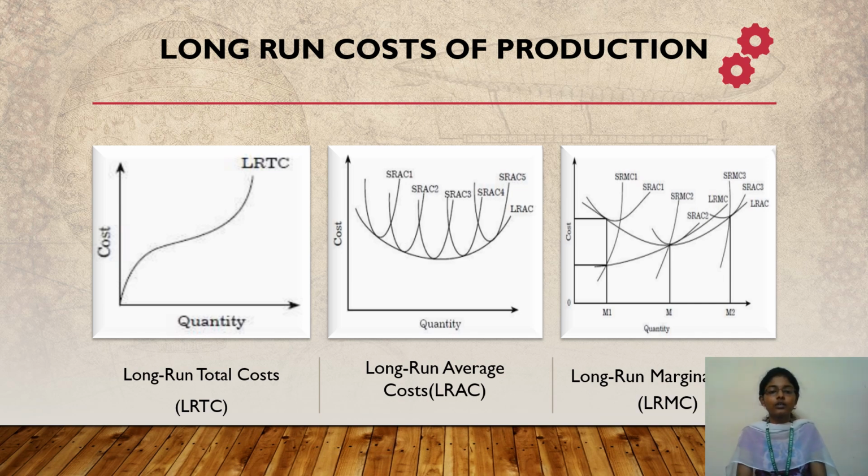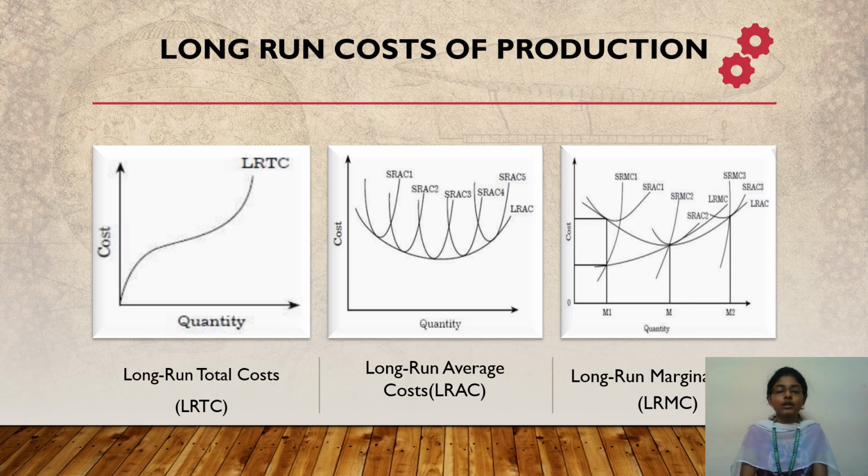So in the long run, average cost has two slopes. One is a negative slope and another one is a positive slope. The negative slope of the curve indicates the economies of scale and increasing returns to scale, whereas the positive slope of the curve indicates decreasing returns to scale and diseconomies of scale.